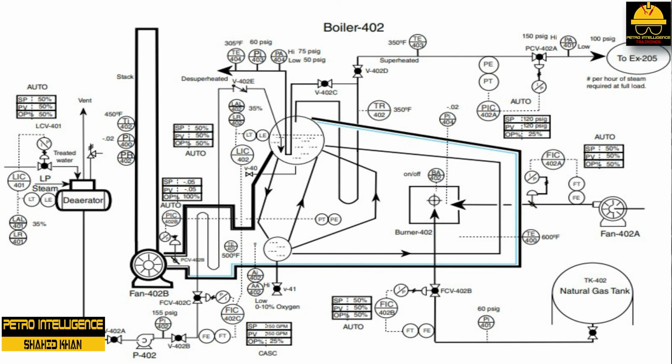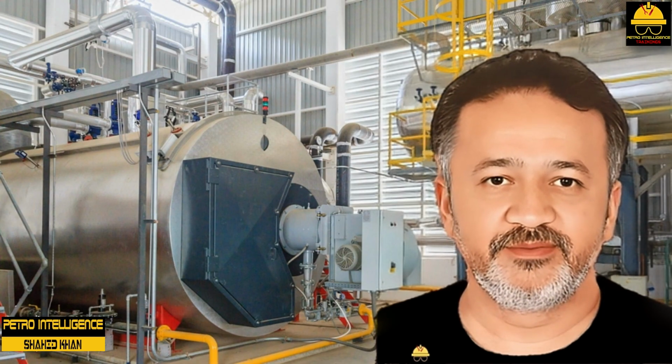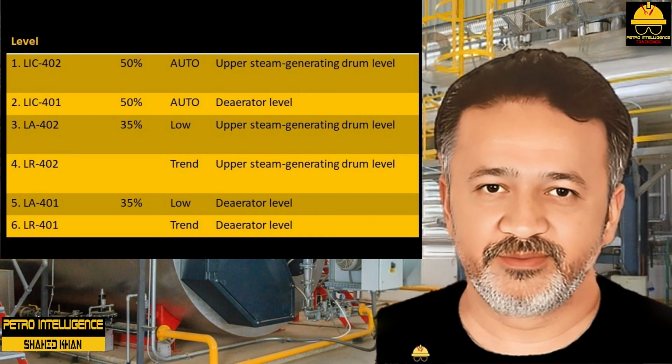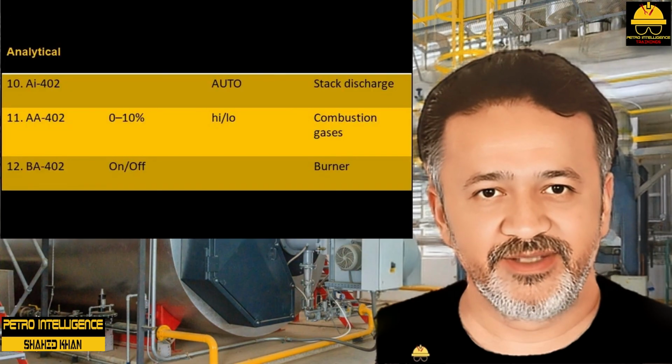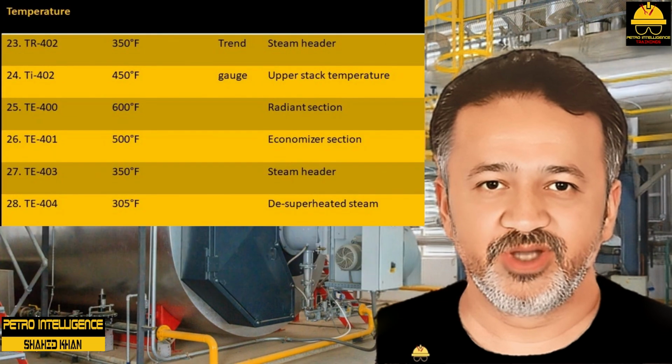20. Monitor oxygen level and ensure it stays between 0 and 10%. 21. Monitor TR402 video trends. 22. Monitor all process variables on the stack. 23. Cross-check process variables with spec sheet. These are specification sheets and checklists for level, flow, analytical, pressure, and temperature.